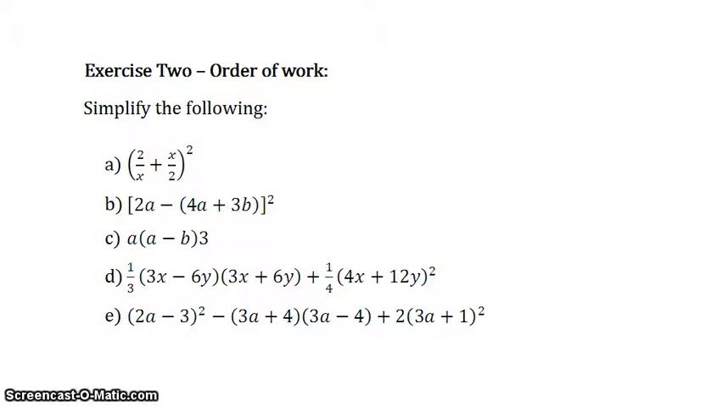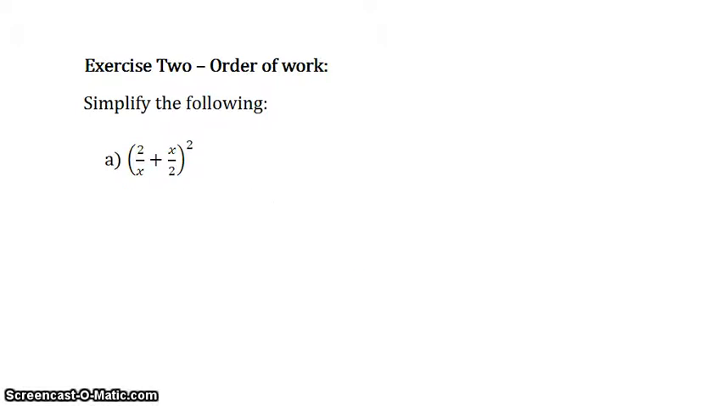Right, let's have a look at exercise 2, also on products, but just involving a little bit more order of work. Right, let's start at example A. We're squaring. Now, as I said in the video, I always write out what I'm squaring. So squaring means multiplying something by itself. Now, as soon as I do that, the whole question is made a hell of a lot easier.